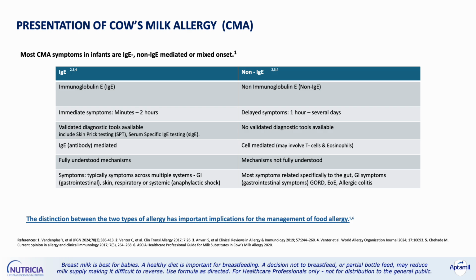Whereas non-IgE mediated allergy presents more slowly, often hours to days after ingestion of the allergen. Symptoms are typically gastrointestinal and include reflux-like symptoms, allergic colitis, or eosinophilic esophagitis. Non-IgE mediated cow's milk allergy presents diagnostic challenges with wide-ranging symptoms which can overlap with many other conditions, and the lack of validated diagnostic tests. Diagnosis of non-IgE allergy relies on clinical history, elimination diets, and reintroduction to confirm if appropriate.